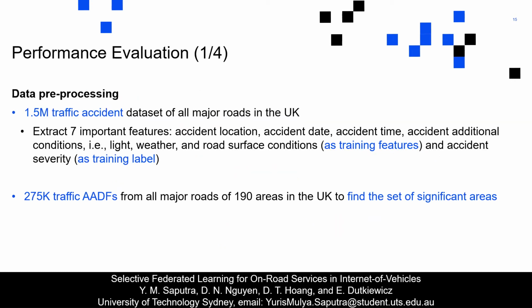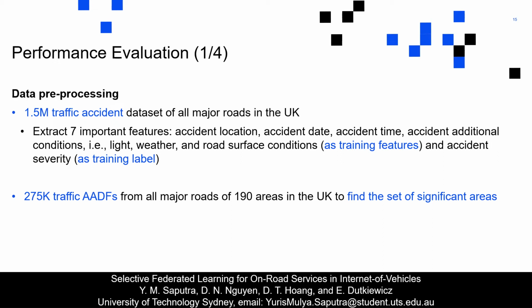For the performance evaluation, we use the real dataset from traffic accidents, more than 1 million records from all major roads in the UK, and we extract 7 important features from a total of 34 features, including the location, date, time, accident, environmental conditions, for example, light, weather, and also road surface conditions. So we consider these as the training features, and the accident severity as the training label.